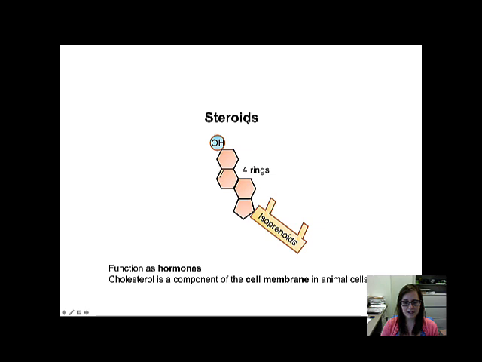And these steroids function as hormones, sex hormones like estrogen and testosterone, but there's another type of lipid called cholesterol, and this is what cholesterol would look like. And in animal cells, it's actually in the cell membrane and contributes to that fluidity.